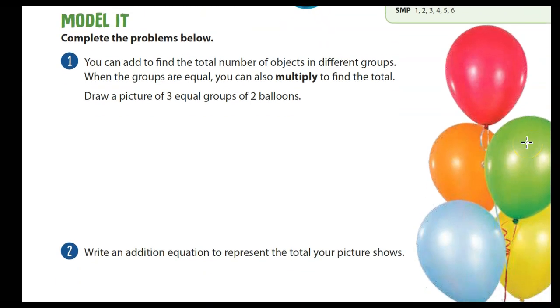Just complete the problems below. It says you can add to find the total number of objects in different groups. When the groups are equal, you can also multiply by finding the total. So look what it says for us to do. It says draw a picture of 3 equal groups of 2 balloons. So how many groups am I going to need? 3 groups. It says draw a picture of 3 equal groups.